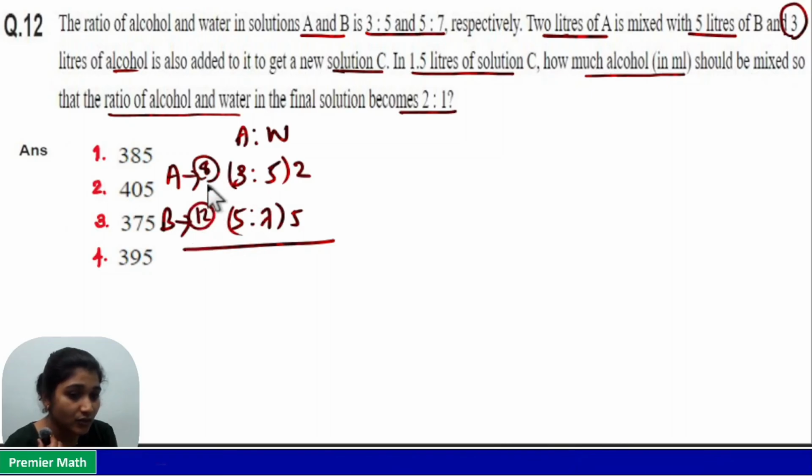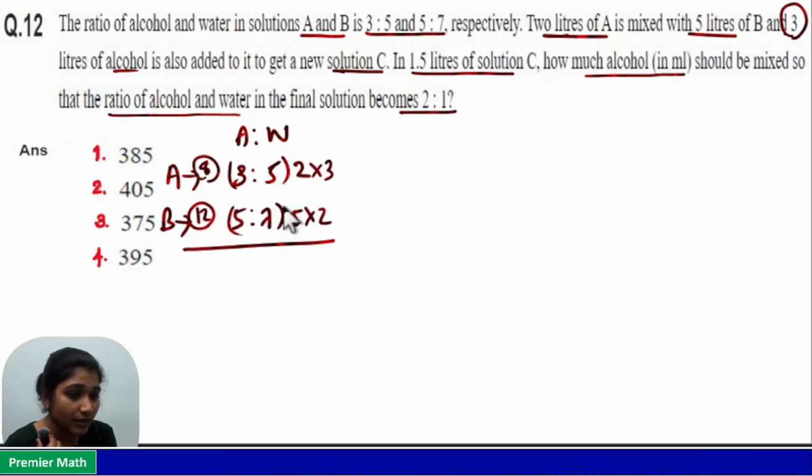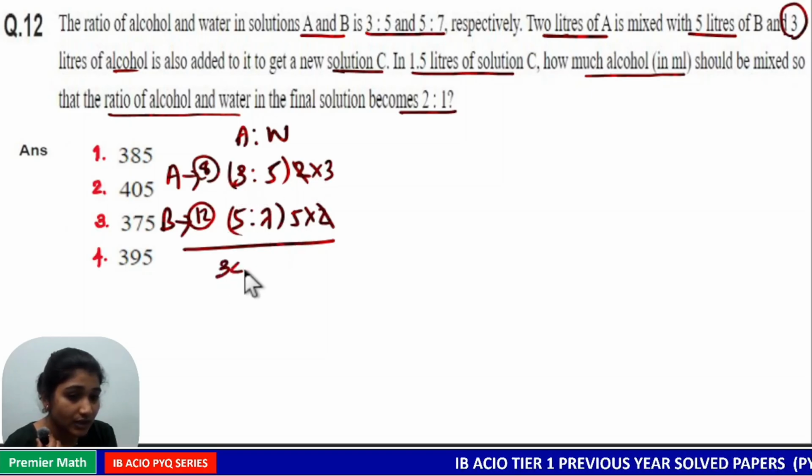To add the ratios together, you have to equalize the ratio parts. So take the LCM of 8 and 12, which is 24. 8 goes 3 times in 24, so multiply the first ratio with 3. 12 goes 2 times in 24, so multiply the second ratio with 2. Now we have equalized the parts. Now you can cancel 2 and 2 from here. 3 into 3, 9. 5 into 3, 15. So 9 plus 25 is equal to 34.